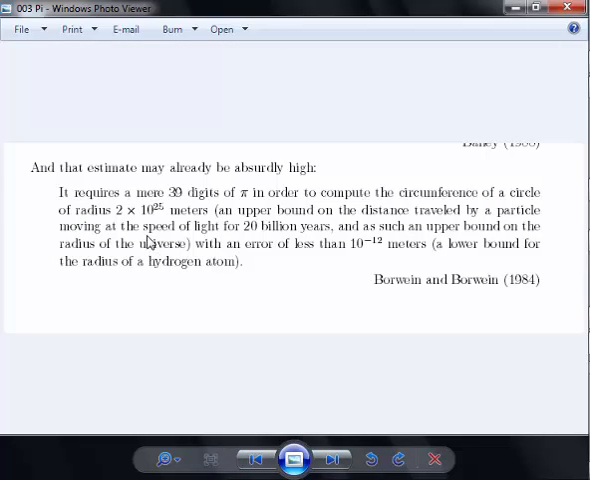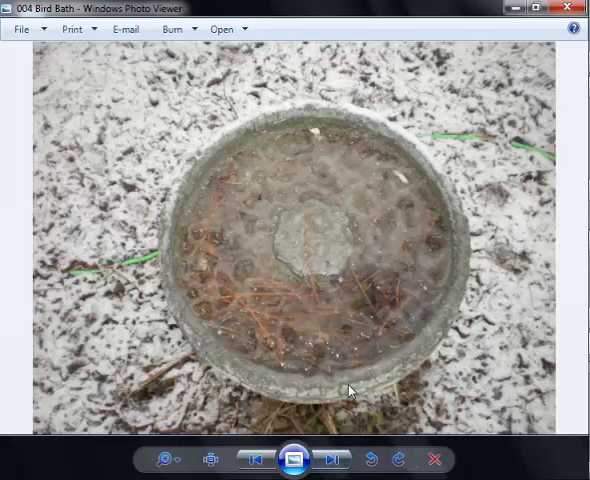One of the things that people want to know is how many digits of pi they can get. It would require 39 digits of pi in order to compute the circumference of a circle of the radius that is as far as you could go in 20 billion years at the speed of light. So that upper bound would be the radius of the universe. And if you had 39 digits of pi, you would be off by less than the radius of a hydrogen atom. So you do not need to calculate very many digits of pi. 39 would be way too many.